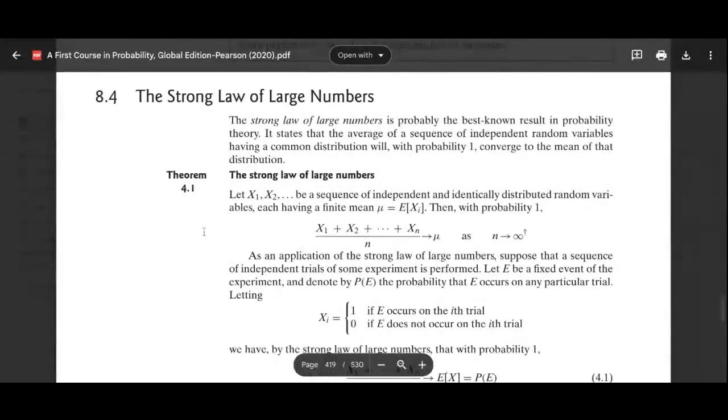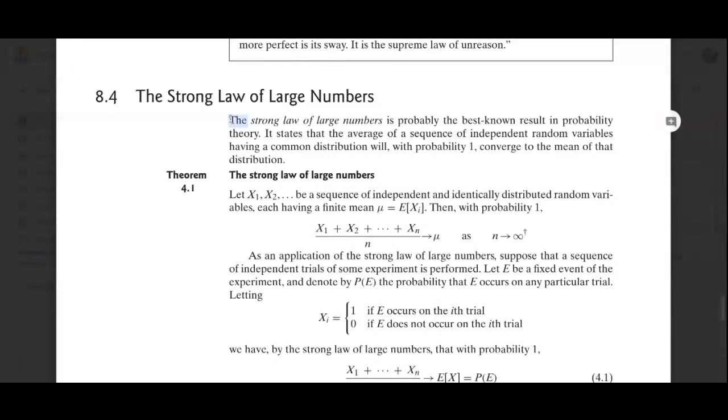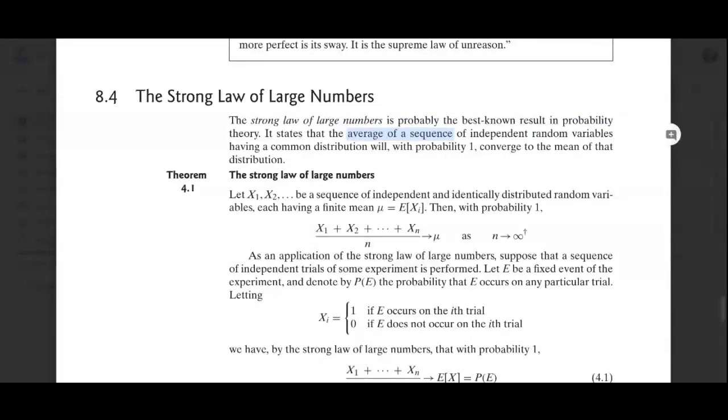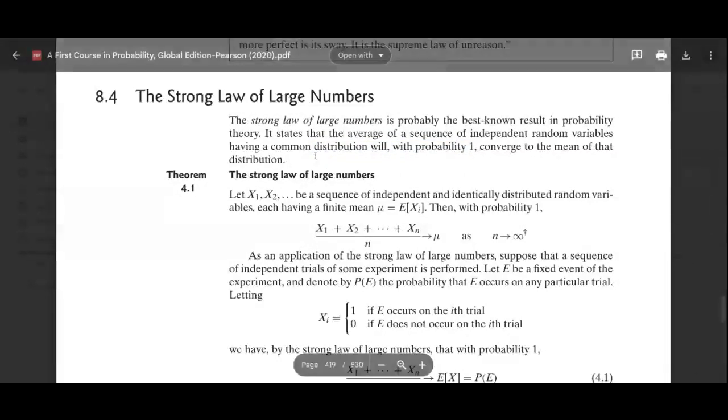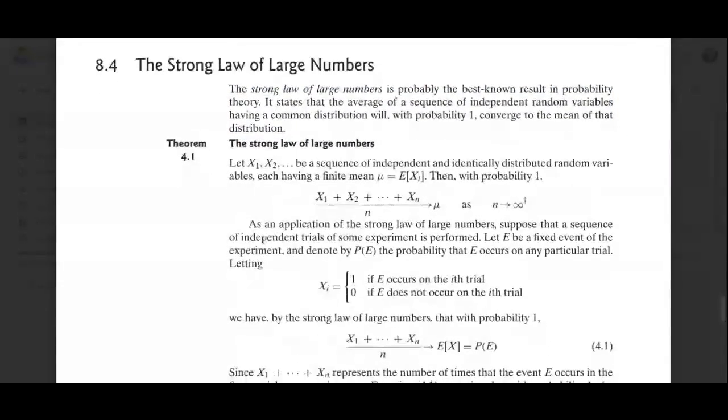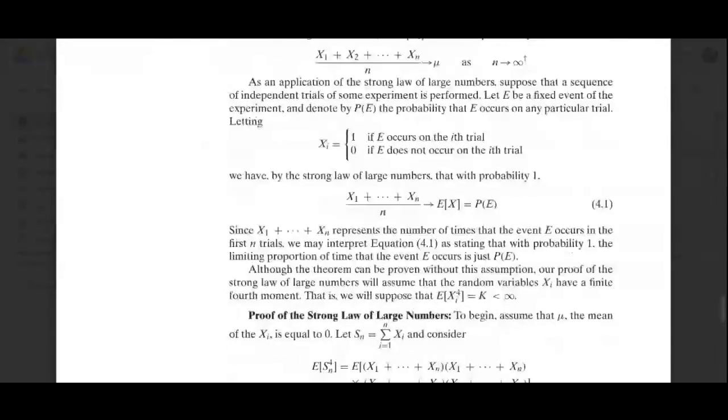Actually, let's take a look at the difference, because we have time. The strong law of large numbers is probably the best known result in probability theory. It states that the average of a sequence of independent random variables having a common distribution will, with probability 1, converge to the mean of that distribution. Okay, we'll leave this for next time.